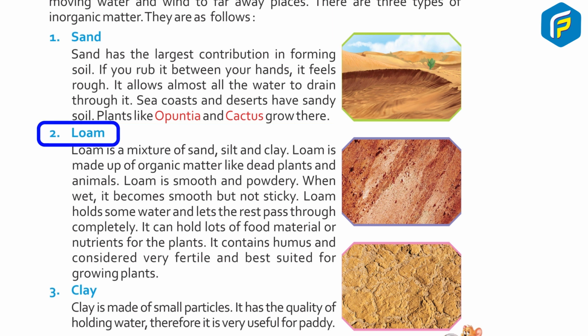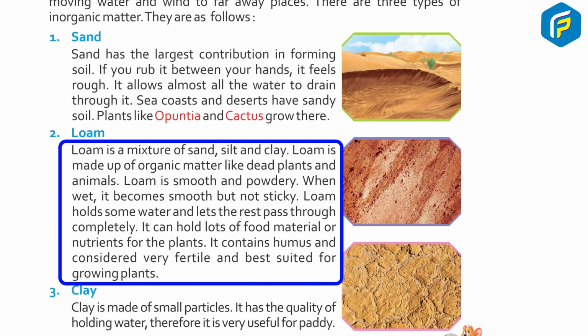2. Loam. Loam is a mixture of sand, silt and clay. Loam is made up of organic matter like dead plants and animals. Loam is smooth and powdery. When wet, it becomes smooth but not sticky. Loam holds some water and lets the rest pass through completely. It can hold lots of food material or nutrients for the plants. It contains humus and is considered very fertile and best suited for growing plants.